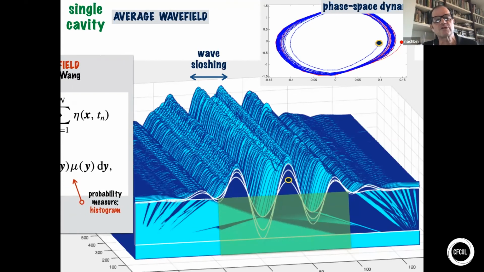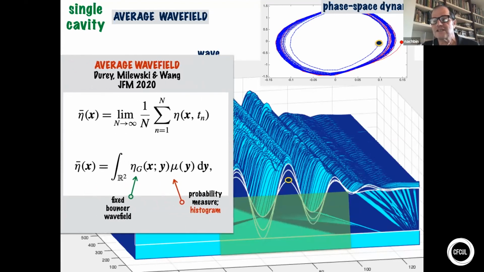So using a very nice result by Durey, Milewski, and Wang, they have a formula where they show that this integral here, of putting together the probability measure mu integrated against the bouncer at fixed points, gives you exactly the average wave field of the dynamics. So you can connect something that's probabilistic, the invariant measure here, to an average wave field.